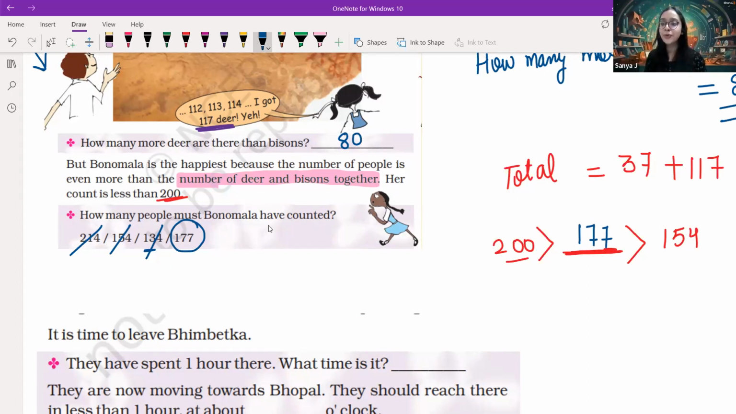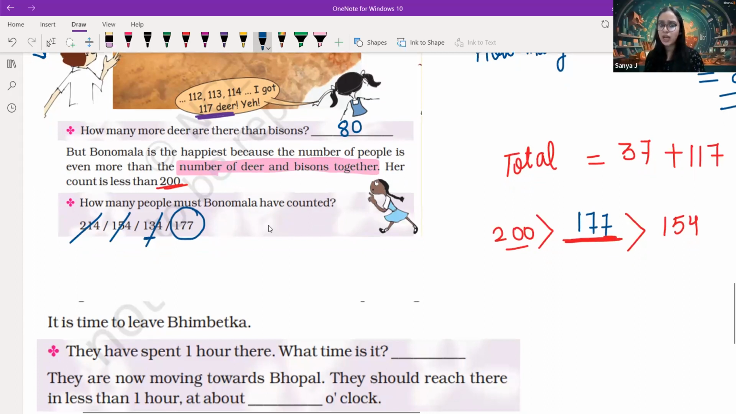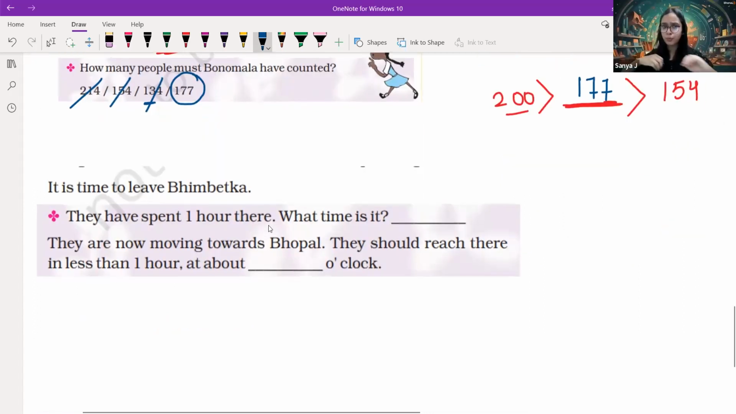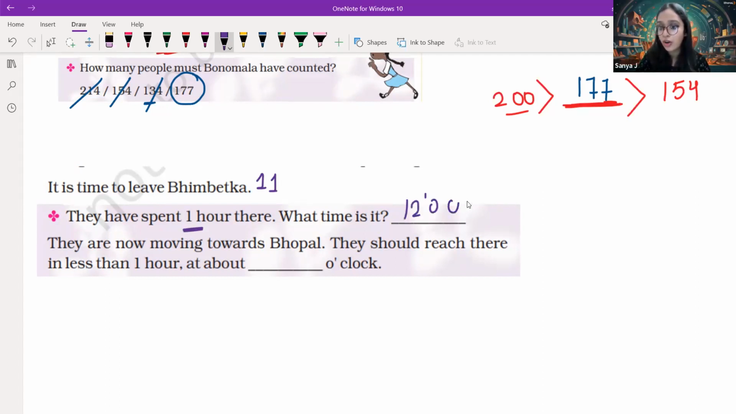Let's now move ahead. Now that the students have had a look at the old caves and pictures, it's time to leave Bhimbetka. They have spent 1 hour there. Do you all remember at what time they had to reach Bhimbetka? Yes, at 11 o'clock. After 1 hour from 11 o'clock, the time is going to be 12 o'clock.